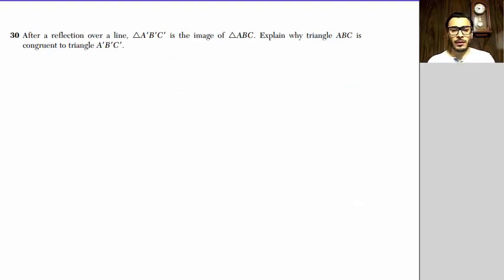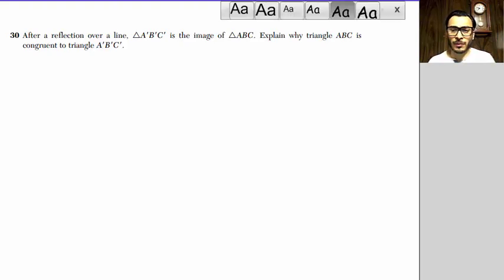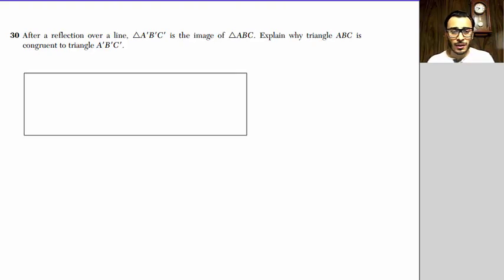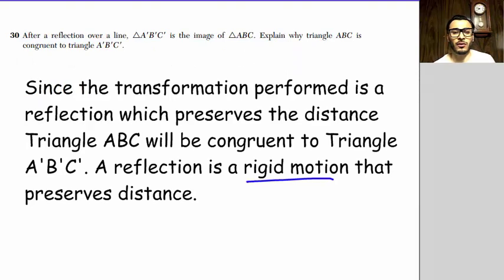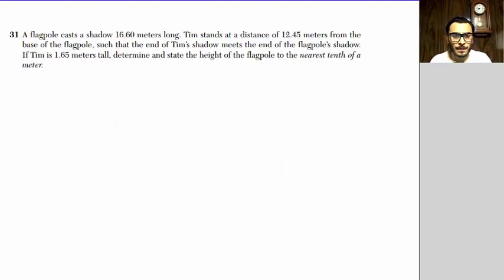All right, after a reflection over a line, triangle A prime, B prime, C prime is the image of triangle ABC. Explain why triangle ABC is congruent to triangle A prime, B prime, C prime. All right, this question is very, very simple. Since the transformation performed is a reflection, which preserves the distance, triangle ABC will be congruent to triangle A prime, B prime, C prime. A reflection is a rigid motion that preserves distance.